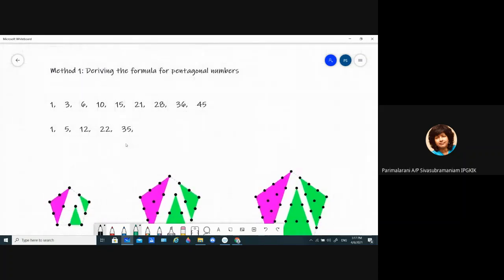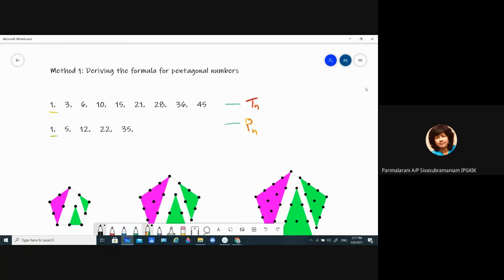So this is the first method that we are going to use to derive the formula for pentagonal numbers. Before we derive the formula, let us look at the relationship between triangular numbers and pentagonal numbers. These are triangular numbers and these are pentagonal numbers. Both of them have 1 as the first number. But there are other relationships that we can see here.